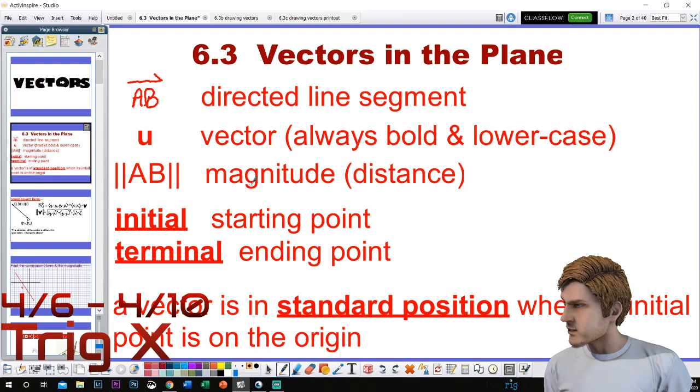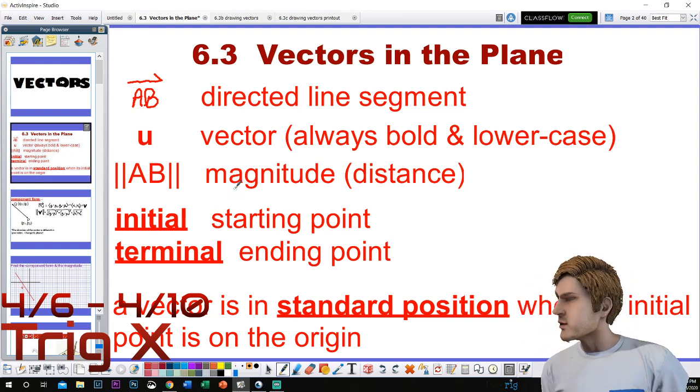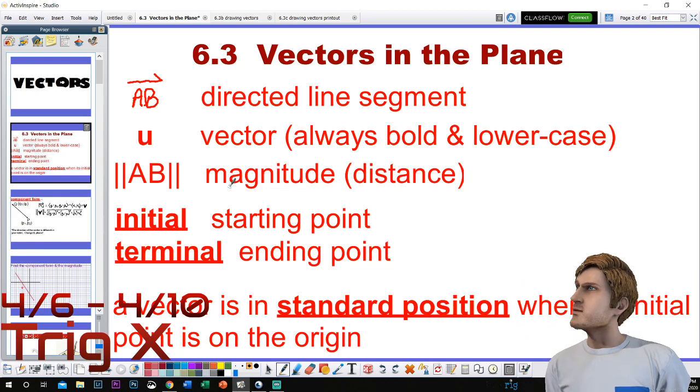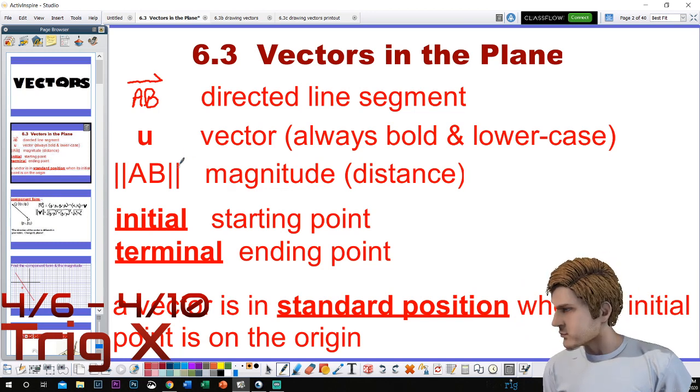Magnitude is the same thing as distance. So you'll use the distance formula later on to find the magnitude of different vectors. The little absolute value bars that look like they're doubled on both sides tell you the magnitude. So that's the distance from point A to point B of this vector.